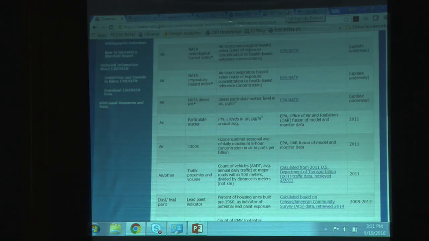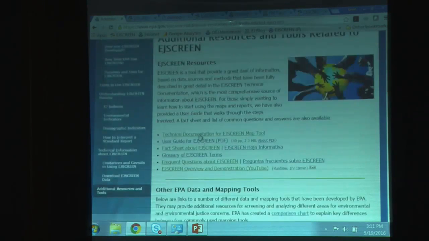And if you want really explicit detail, if you go to the technical documentation right here, that also has a couple of pages per environmental indicator, why we select a rationale for inclusion, environmental effects, things like that. So the technical document is also a really good resource.